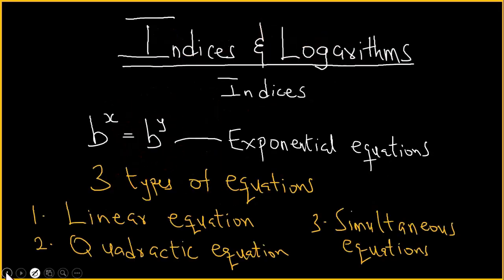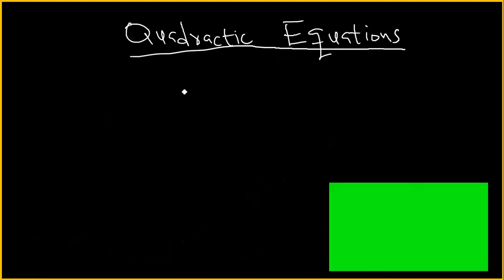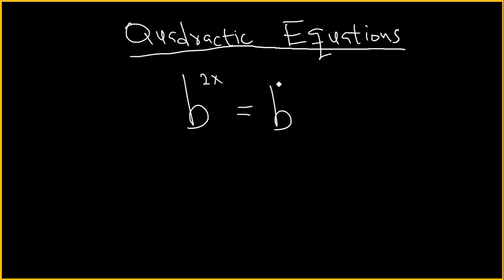The second equation, quadratic equation. So exponential equations lead us to quadratic equations. How do we solve these kinds? So our next section, we will be moving on to quadratic equations. Similar to how we started with the linear equation, now we have b raised to the power 2x equals b to the power y.